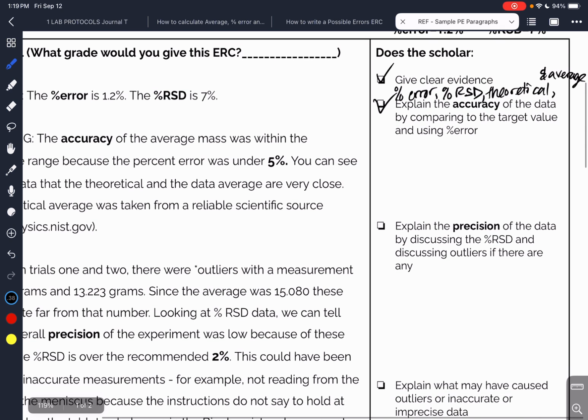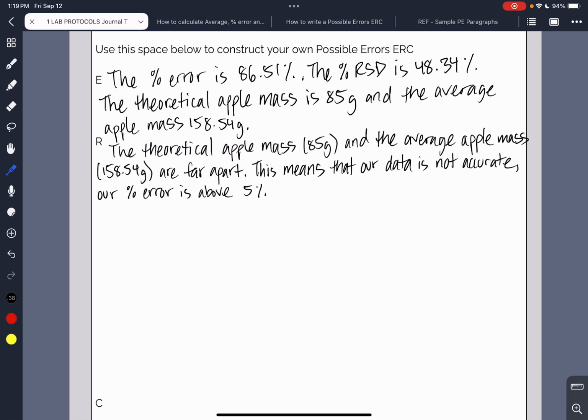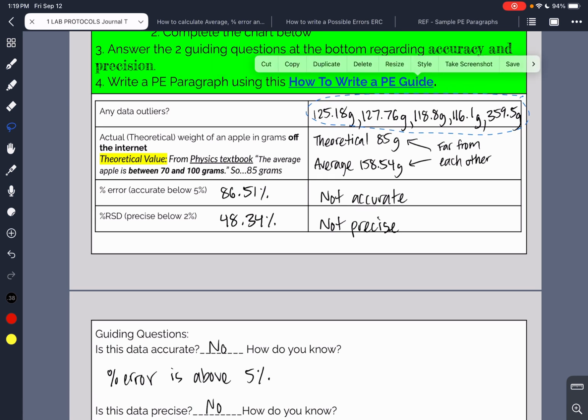Now what we're going to do is we're going to move on to the next one. Explain the precision of the data by discussing our percent RSD and discussing outliers. So let's go back here. We definitely have outliers. We have a lot of outliers. So we are going to talk about this next.